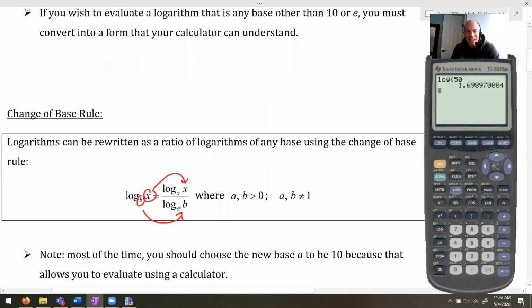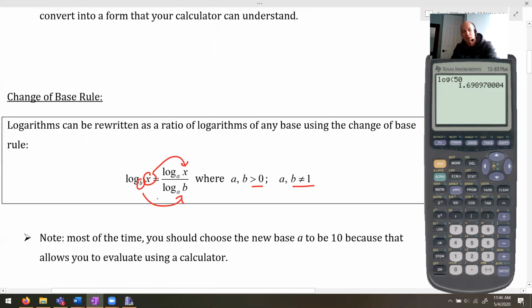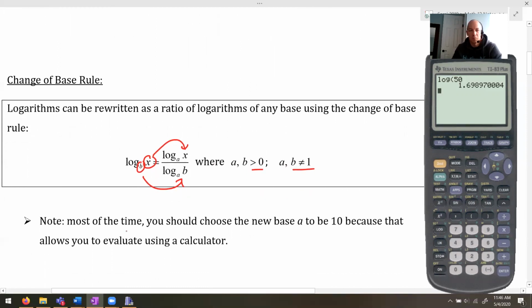Now what this base a of the new logarithm is, guess what? That gets to be anything you want. So you can choose it as long as it satisfies the restrictions. It is a base, so it has to be bigger than 0 and it cannot be equal to 1, just like the original base b. And we've been calling that base c sometimes. Doesn't really matter what letters you use. Now there's a little note here that says most of the time you would want to choose it to be 10.